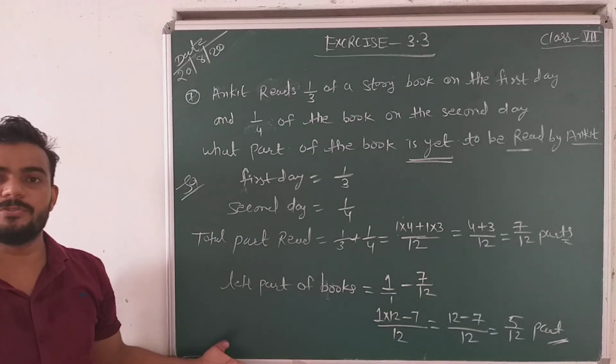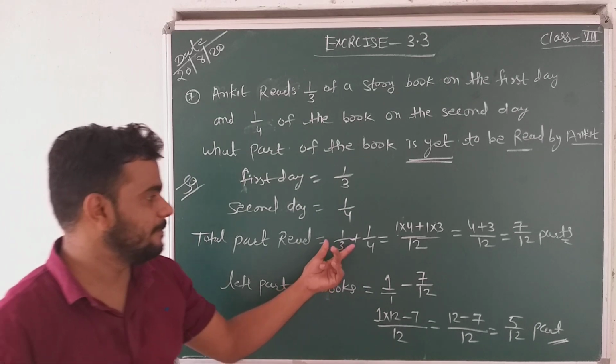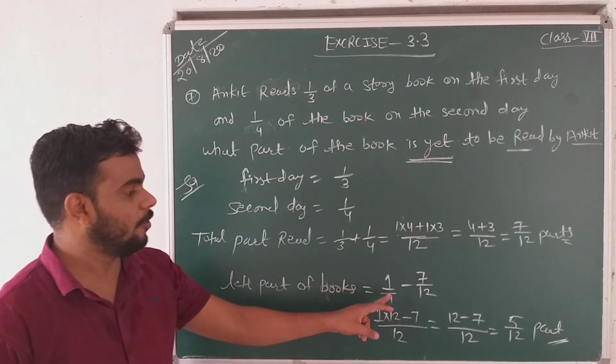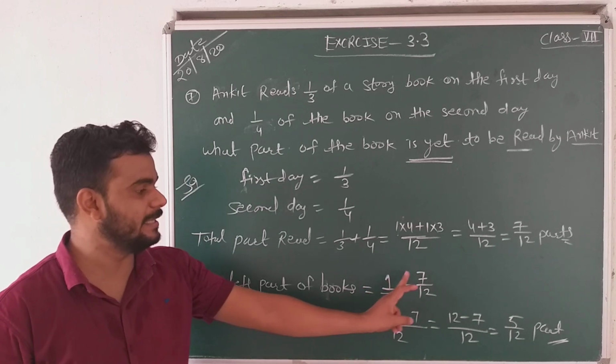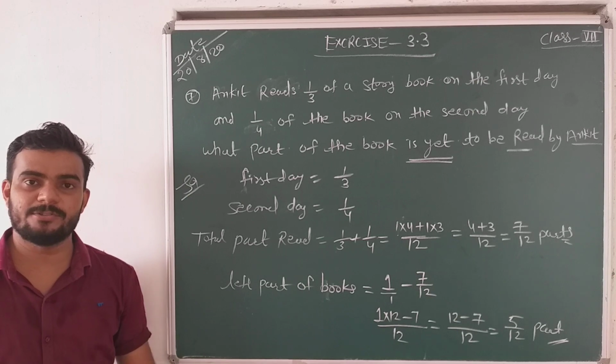Okay, I think you understood. First we have to add both of these, whatever part already read, then 1 by 3 plus 1 by 4, then 7 by 12 part is already read, and the remaining part is only one book is there, so 1 minus 7 by 12. So the result is 5 by 12 part is remaining. Okay, take the screenshot.